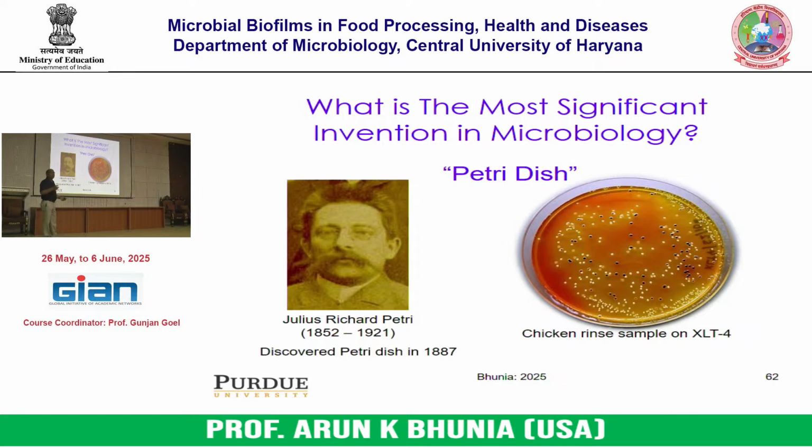So, you know who discovered the Petri dish? That guy. His name is Julius Petri, right? He was working in whose lab? The German guy, Robert Koch, right? You heard about Koch's postulates? You should, right? If you're a microbiologist, you should know that, Koch's postulates, right? So Robert Koch, he's the microbiologist. His lab, this guy worked in that lab.